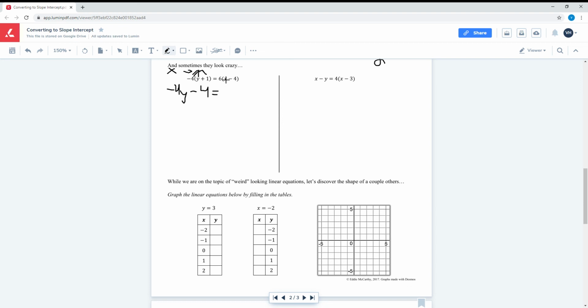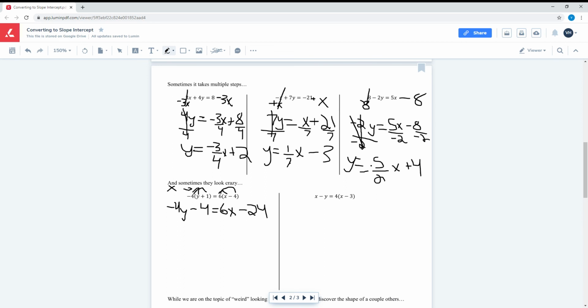Same thing with this guy. This 6 is lonely. Alright, he's sad, he's lonely, he has no friends. So let's give him some friends. So we gotta distribute him in. That's what it's called, distributing. 6 times x is just literally 6x. 6 times negative 4 is negative 24. Now it's getting into something more familiar.